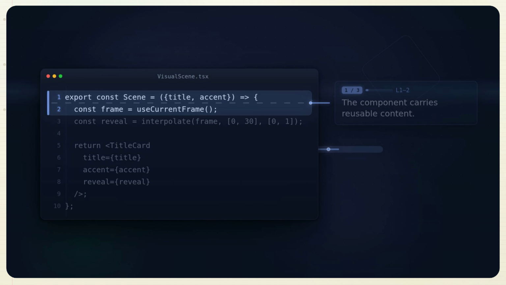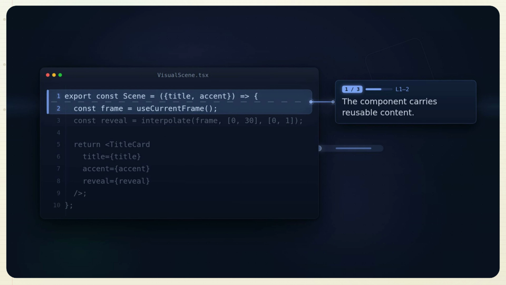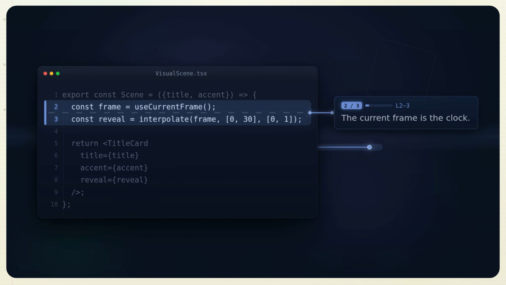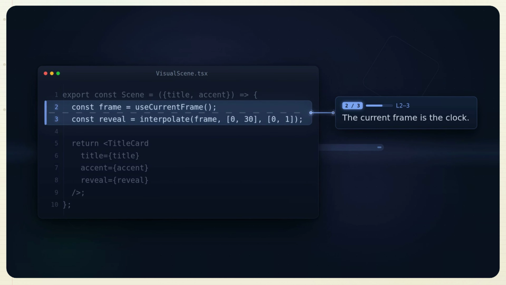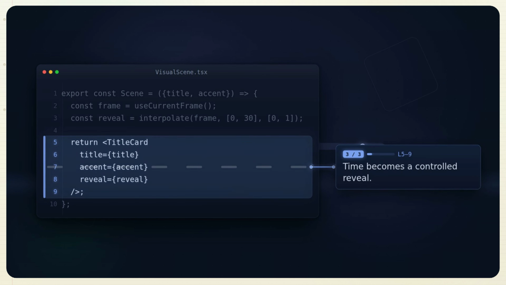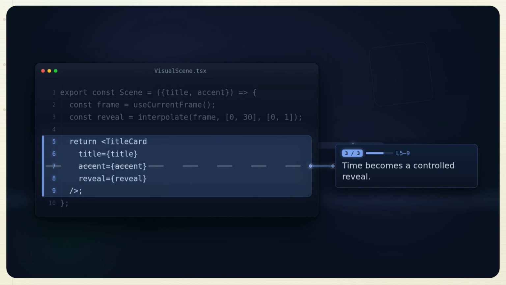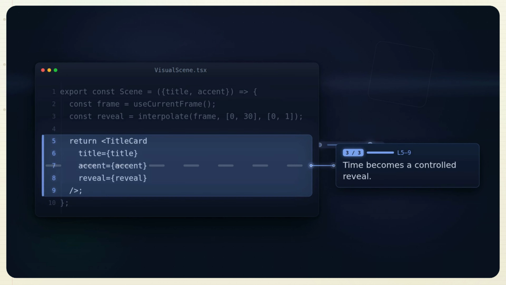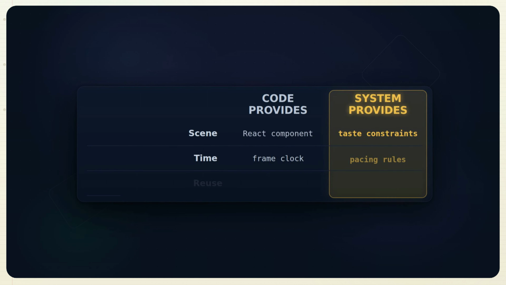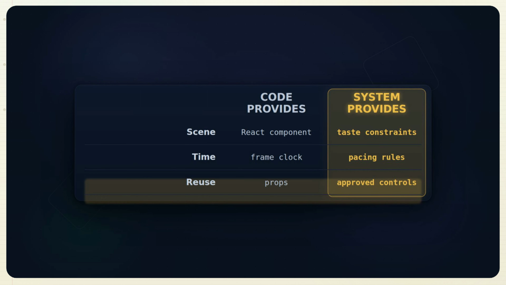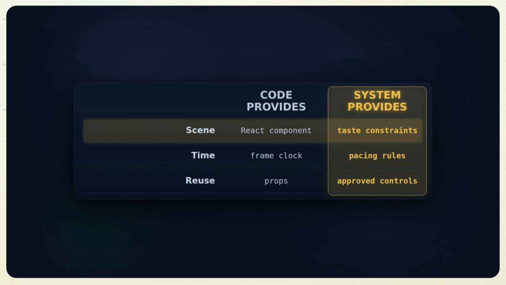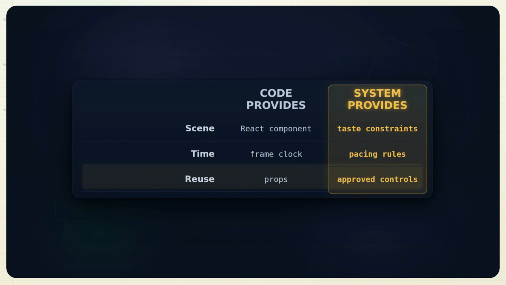Here is the useful Remotion mental model. A scene is a React component. The current frame is your clock. Props let the same component carry different content, and a spring or interpolation turns time into motion. Because the scene is code, it can be versioned, tested, generated, and reused. But notice what this tiny example does not contain. It does not contain taste. The component only exposes a title, one accent, and one reveal. The design system decides what those controls are allowed to do.